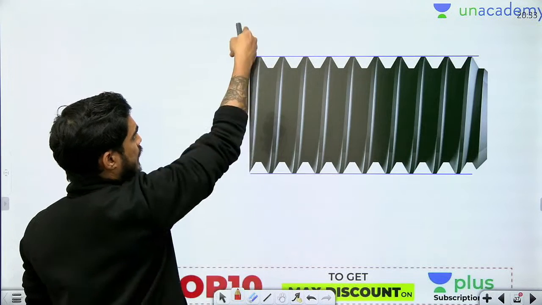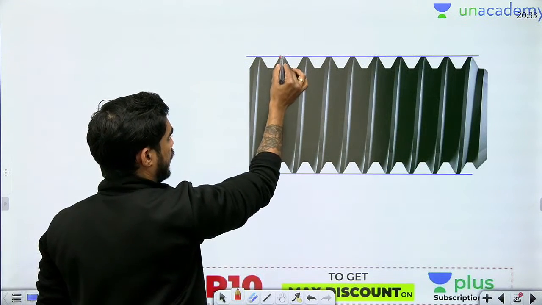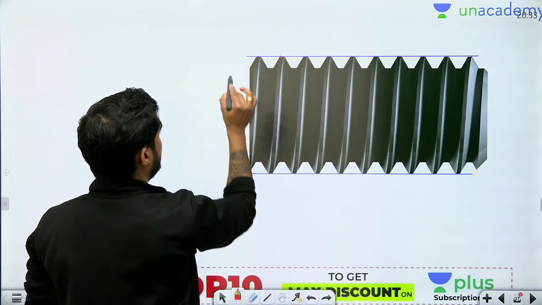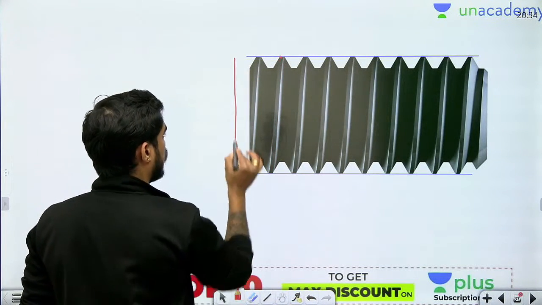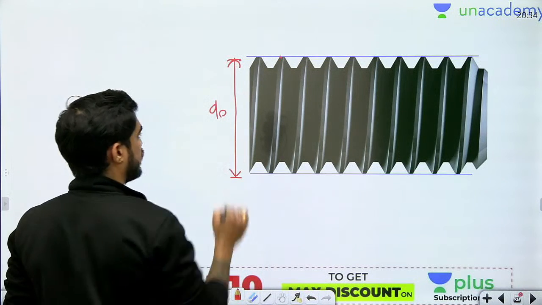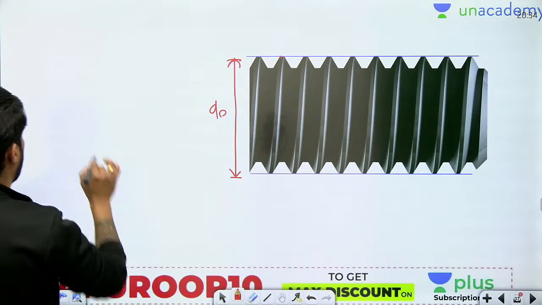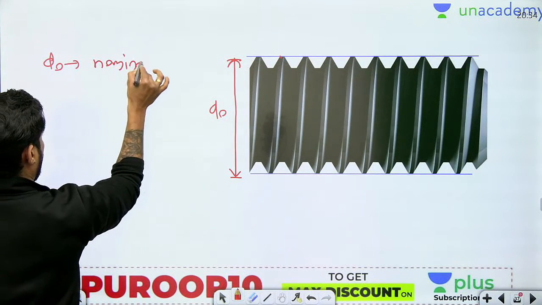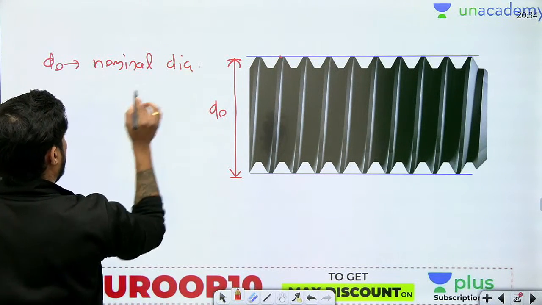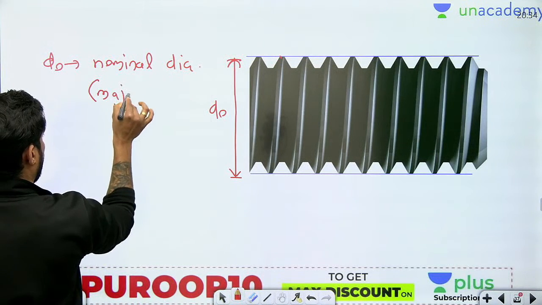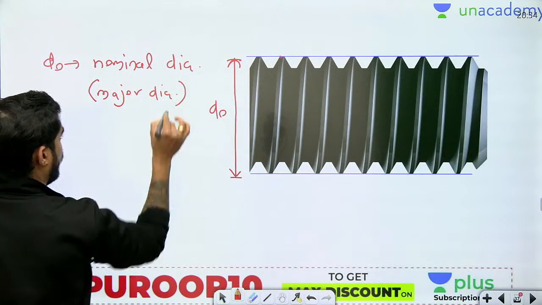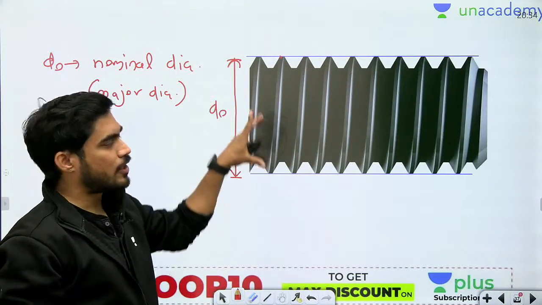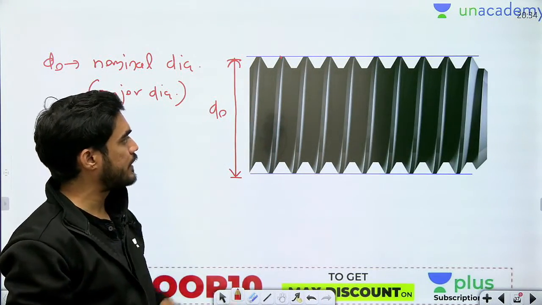then beta if I consider this plane, ये वाला plane अगर मैं consider करूं, then the diameter that I will get is known as nominal diameter or major diameter. This D naught is known as nominal diameter or major diameter. Okay, this maximum diameter of the threaded portion का maximum diameter.